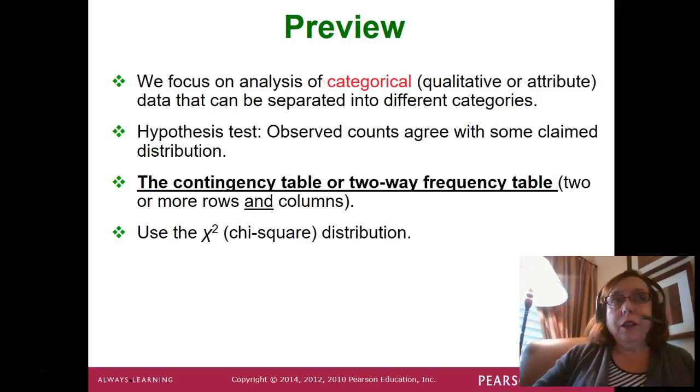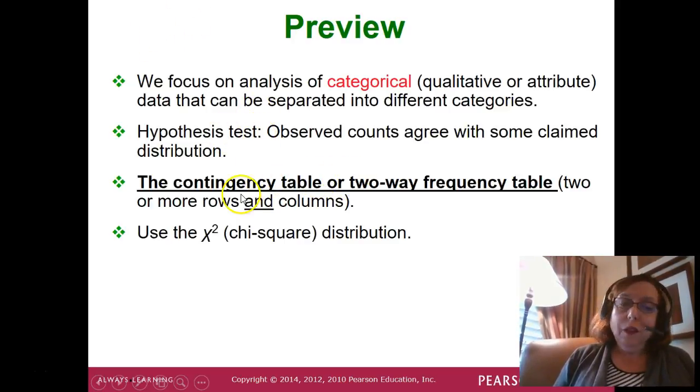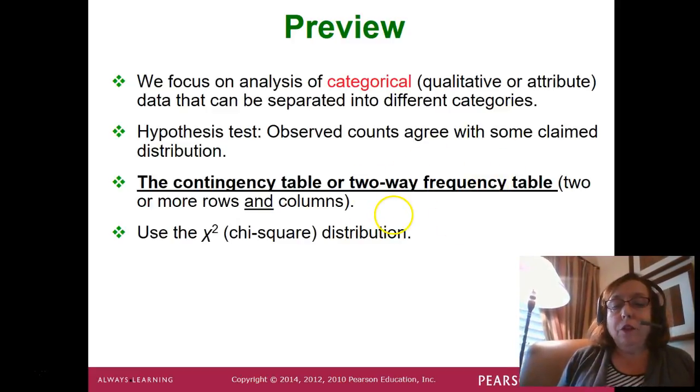One is called the goodness of fit test, where observed counts agree with some claimed distribution. And then the other one is called a contingency table or two-way frequency table. It's section 12.2. And for both of these types of tests, we're going to be using something called the chi-square distribution.